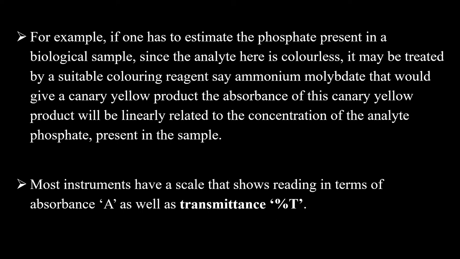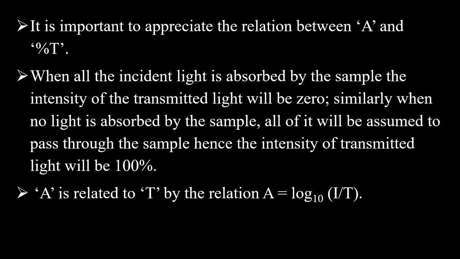Most instruments have a scale that shows reading in terms of absorbance, that is capital A, as well as transmittance percentage. It is important to appreciate the relation between the capital A, that is absorbance, and percentage transmission. When all the incident light is absorbed by a sample, the intensity of the transmitted light will be 0.